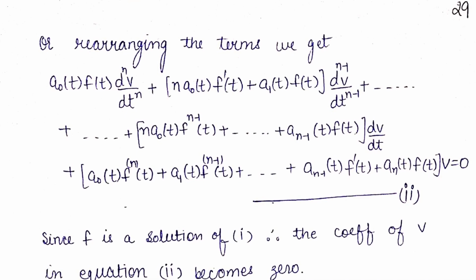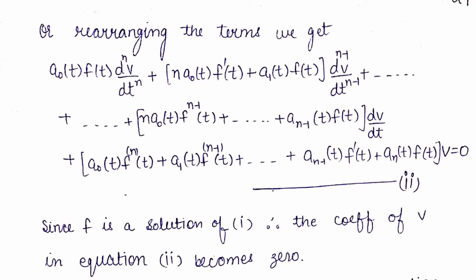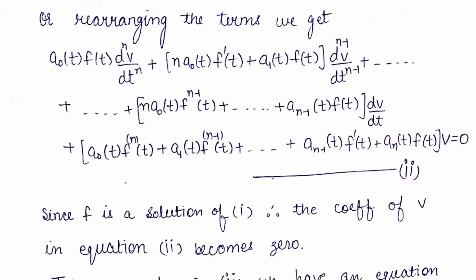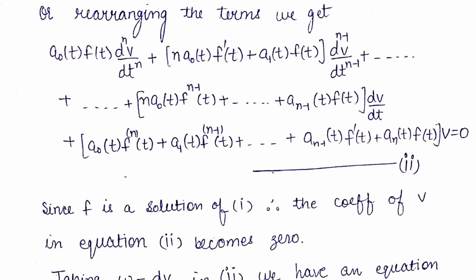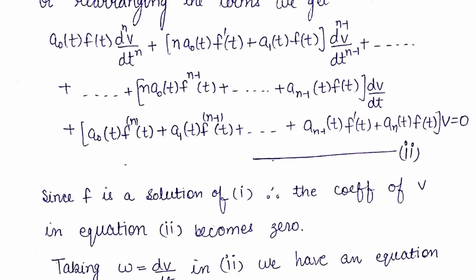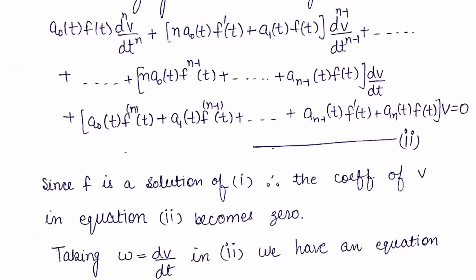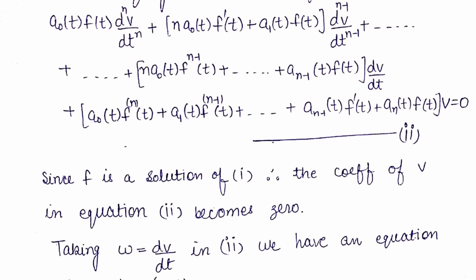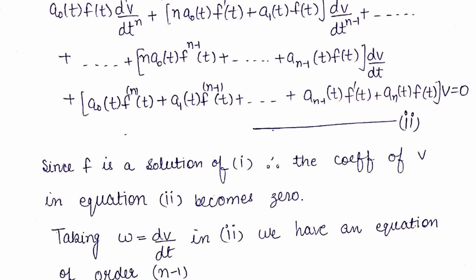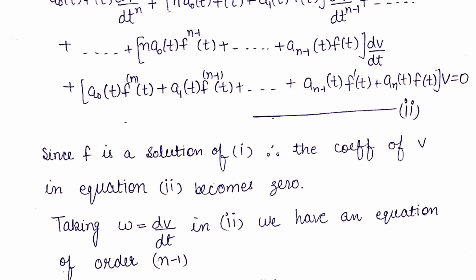And now, rearranging the terms in decreasing order of the derivative, the above equation can be written in the form of equation 2. Now, since f is a solution of 1, the coefficient of the term v in equation 2 becomes 0. Because you can see that the coefficient of v is nothing but what we get when we substitute f in place of x in equation 1, and f is given to be a solution of 1. Therefore, this coefficient must be 0, and thus we get an equation without the term v.